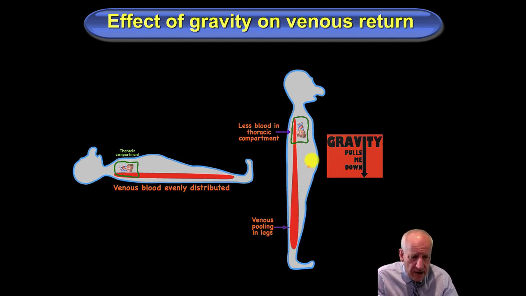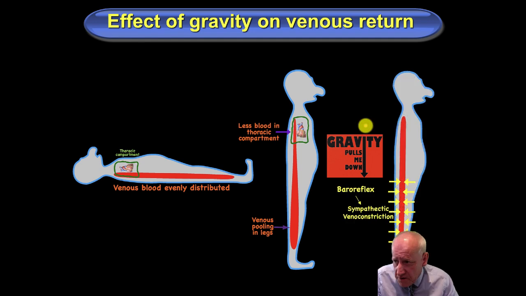Peripheral venous pooling, as you can see, decreases central venous volume and pressure, which in turn lowers cardiac output and arterial blood pressure. Normally, these changes are compensated within a single heartbeat by the baroreflex. That is, a sudden fall in arterial pressure activates sympathetic venoconstriction, and blood is mobilized back to the thoracic compartment. At the same time, sympathetic outflow to the heart increases contractility and heart rate and can normally restore cardiac output.